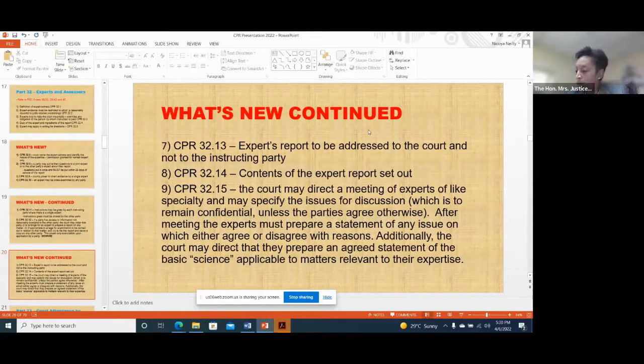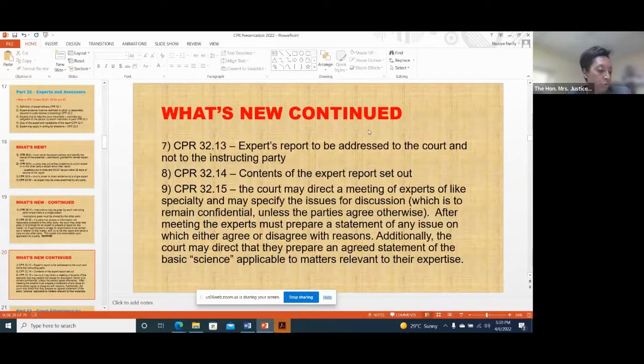And 3213 is that the expert's report should be addressed to the court and not to the instructing party. 3214 sets out what the contents of a report ought to look like. It gives the details of the qualifications of the expert, the details of any literature or other material which the expert witness has used in making the report. It would say who carried out any test or experiment which the expert used for the report, and give the details of the qualifications of the person who might have carried that out. Like I said, I don't need to read all of it, but it's in CPR 3214, and it's quite extensive in what ought to be addressed.